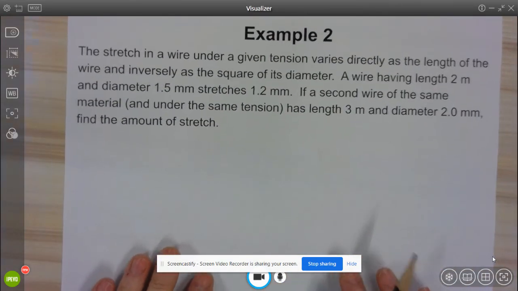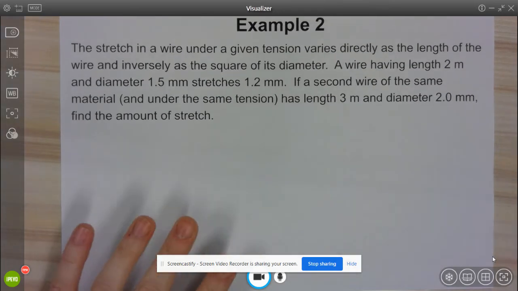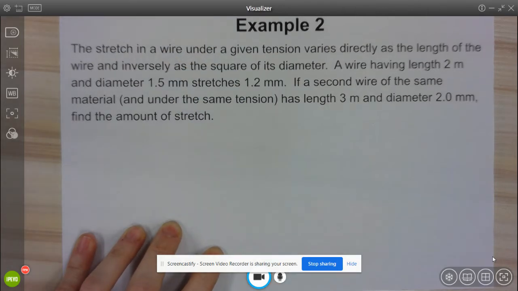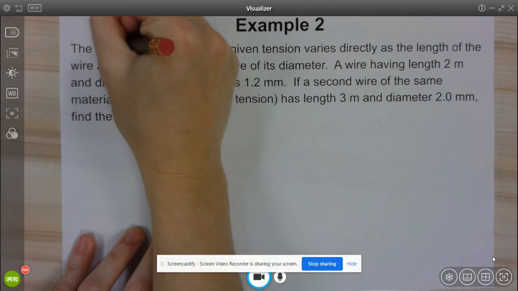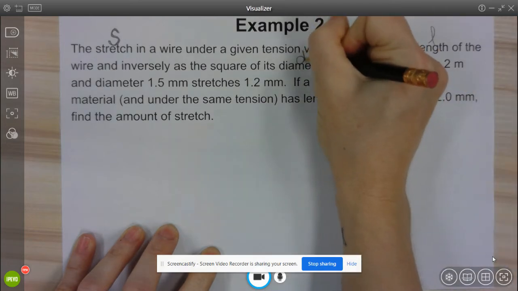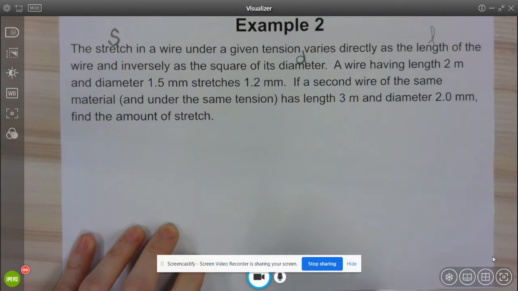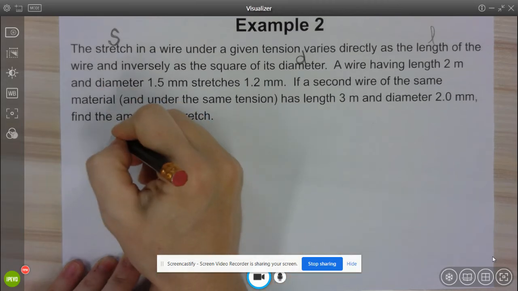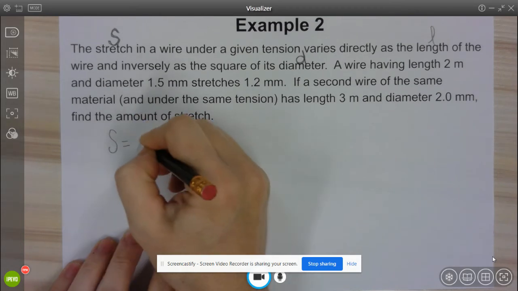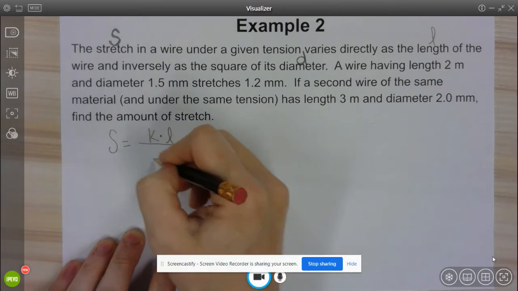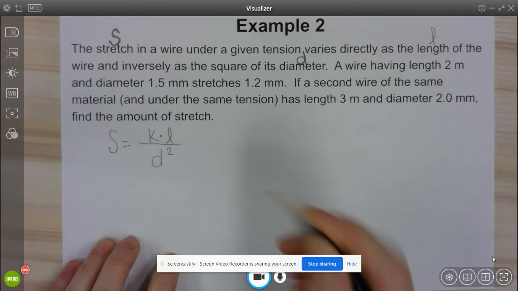All right. Another one that's got a square in it. Stretch of a wire. So I'm just going to start labeling stuff as I go. The stretch under a given tension, so S is going to be stretch, varies directly with length and inversely with the square of the diameter. So L is length, S is stretch, D is diameter.